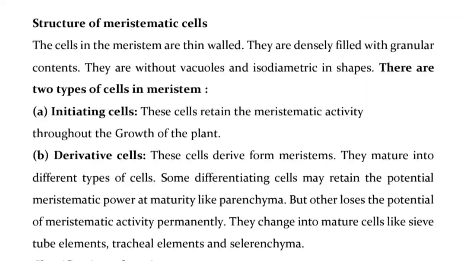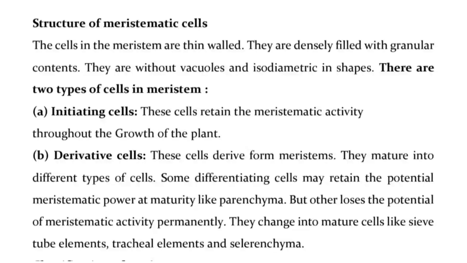Structure of meristematic cells. The cells in the meristem are thin-walled. They are densely filled with granular contents. They are without vacuoles and isodiametric in shape. There are two types of cells in meristem. A. Initiating cells. These cells retain the meristematic activity throughout the growth of the plant.